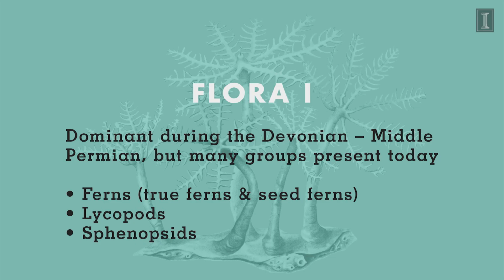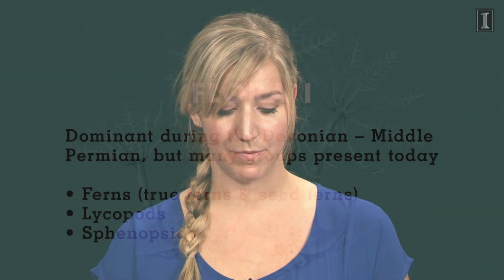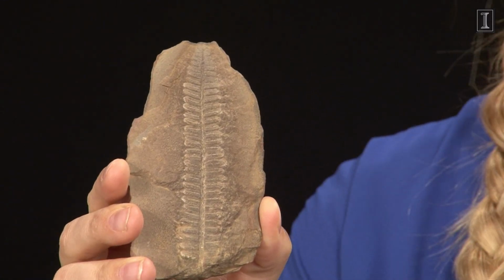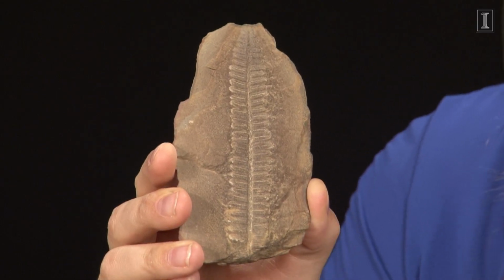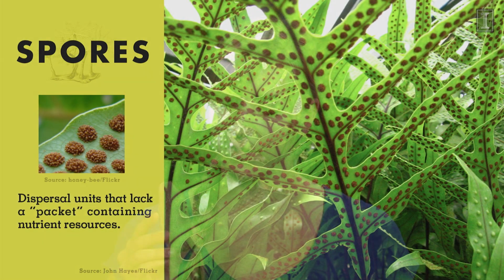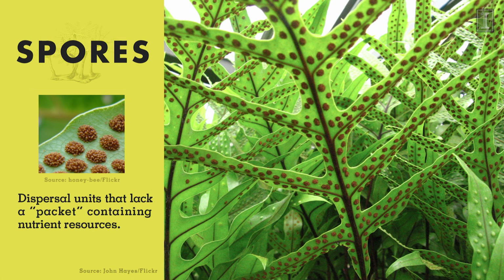Within Flora 1, our first type of plant that we'd like to introduce to you, maybe you've already seen, are your ferns. This is a wonderful impression of a fern. The technical term used to refer to ferns is Pteropsida, and that means true fern. These were most diverse in the Paleozoic and have declined since then, though definitely still around today. And they have notable sporangia on the back of the leaves.